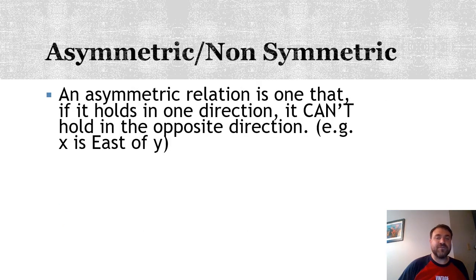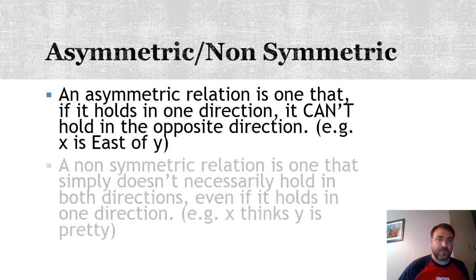The difference between asymmetric and non-symmetric can seem sort of crazy, but look, if you can't have a distinction of that kind in logic, you can't have it anywhere. So here we are. An asymmetrical relation is one that if it holds in one direction, it can't hold in the opposite direction. So another example would be x is east of y. If x is east of y, then y cannot be east of x. So it's asymmetric.